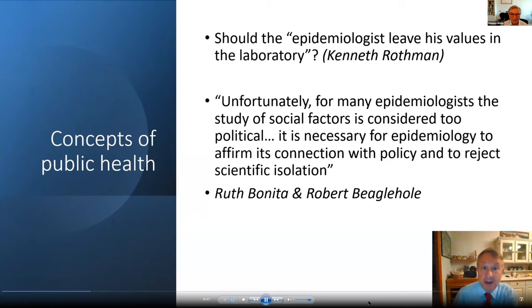So let's start off with the concepts of public health. And here the issue for us, I think, is whether the public health professional, the epidemiologist, should, as Ken Rothman has suggested, leave their values in the laboratory. Or should they, like Ruth Bonita and Robert Beaglehole have suggested, be advocates? They say that unfortunately for many epidemiologists, the study of social factors is considered too political. But it is necessary, they argue, for epidemiology to affirm its connection with policy and to reject scientific isolation. And arguably, we've seen that as being critically important in explaining the performance of different countries during the pandemic.